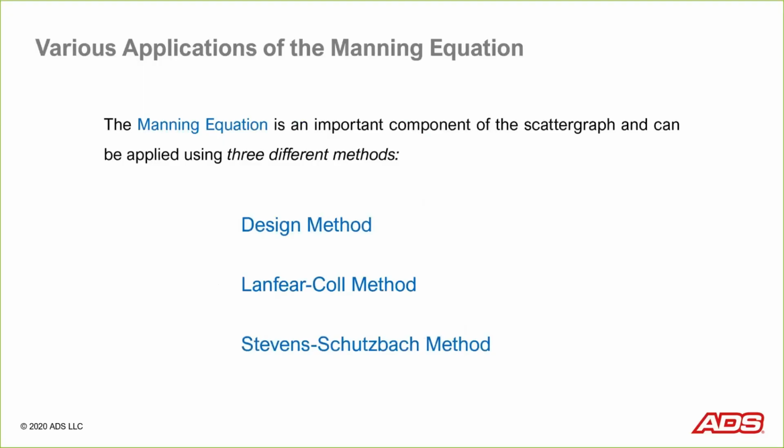So with that in mind, I want to talk about how we use the Manning equation on a scattergraph. It turns out there are 3 different methods that we use today to display a Manning equation on a scattergraph. I have termed them the design method, the Lanphier-Cole method, and the Stevens-Schutzbach method. We're going to talk a little bit about each one today.